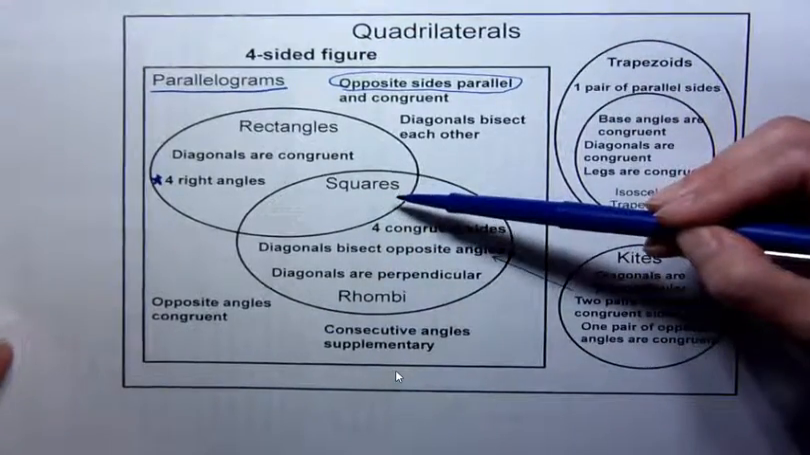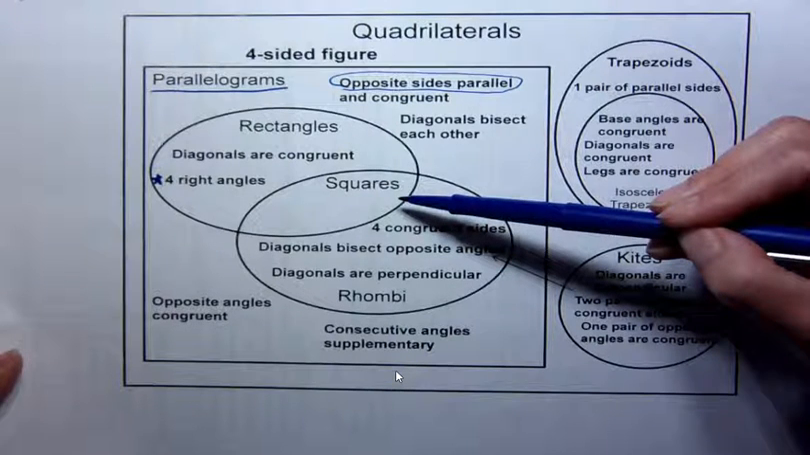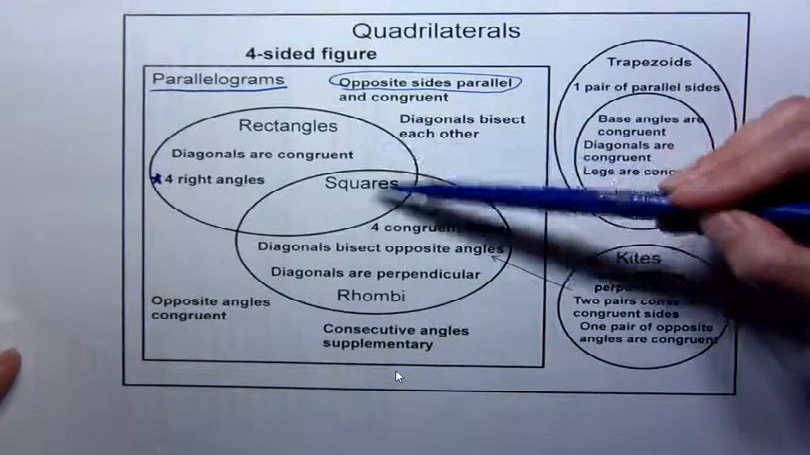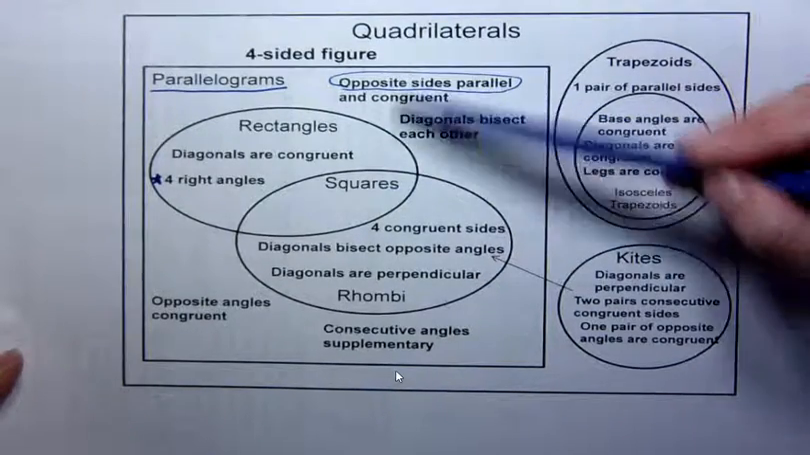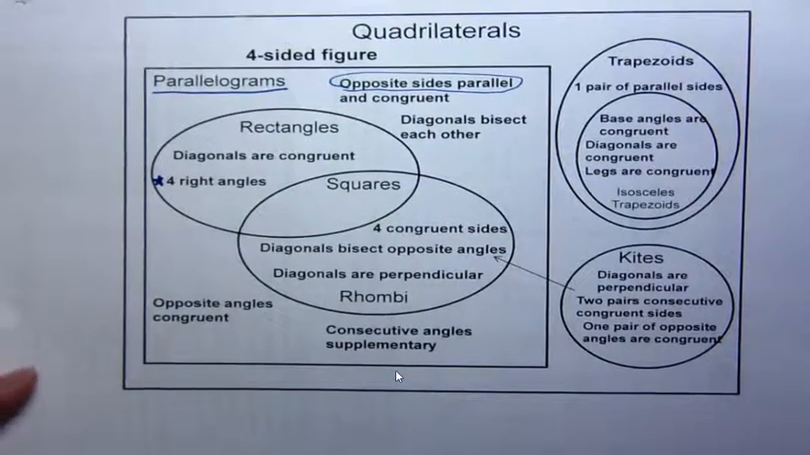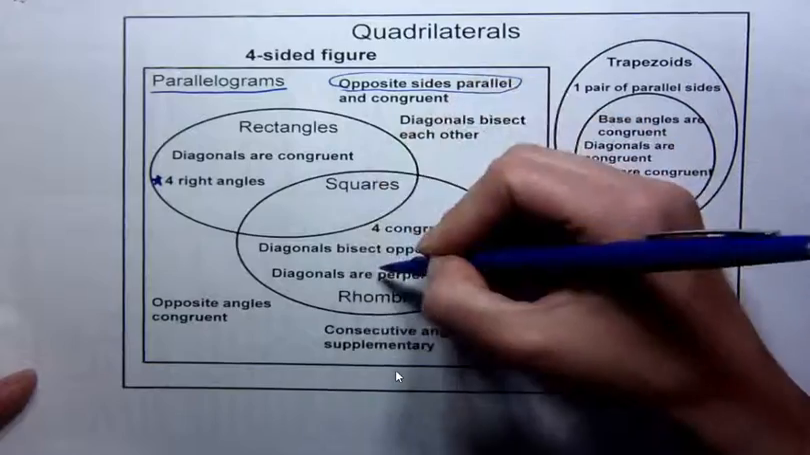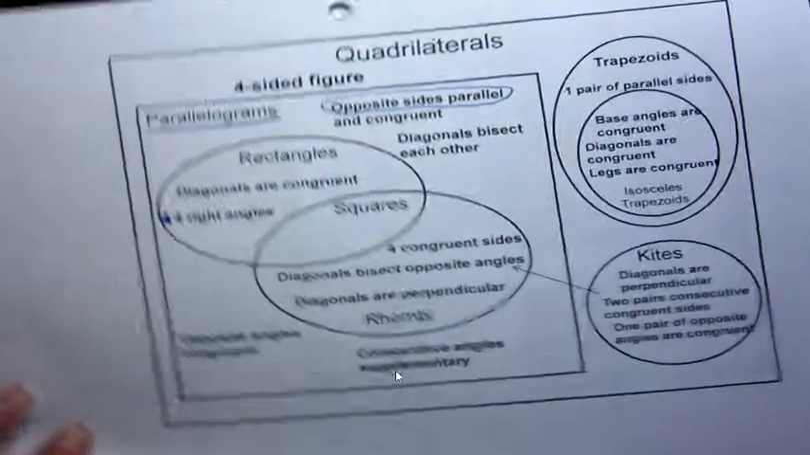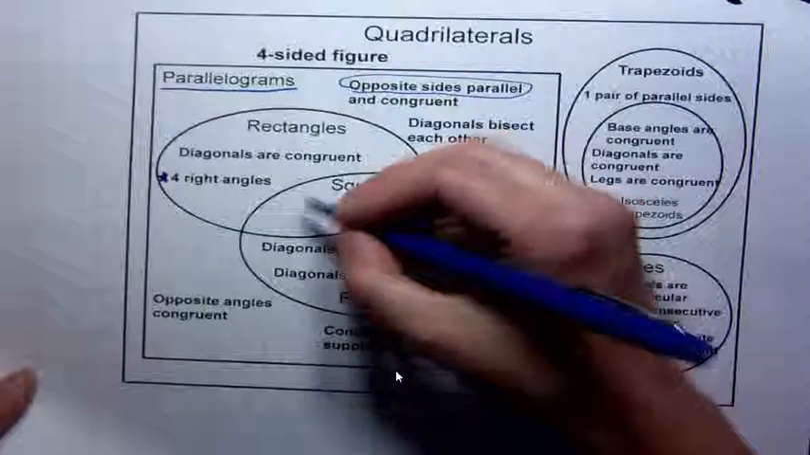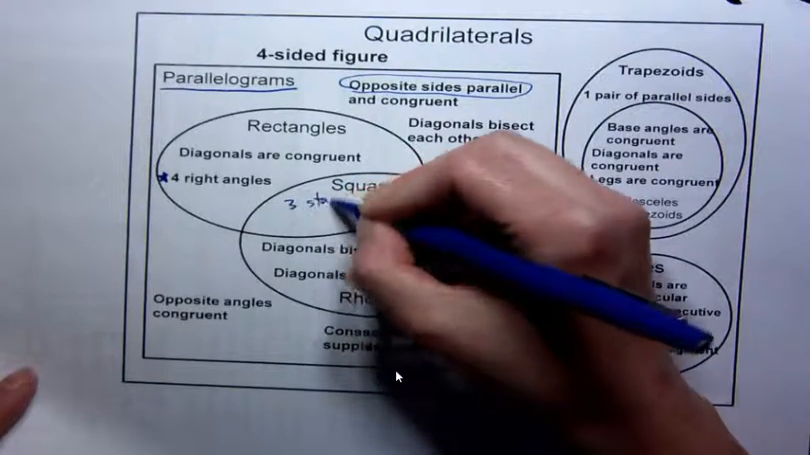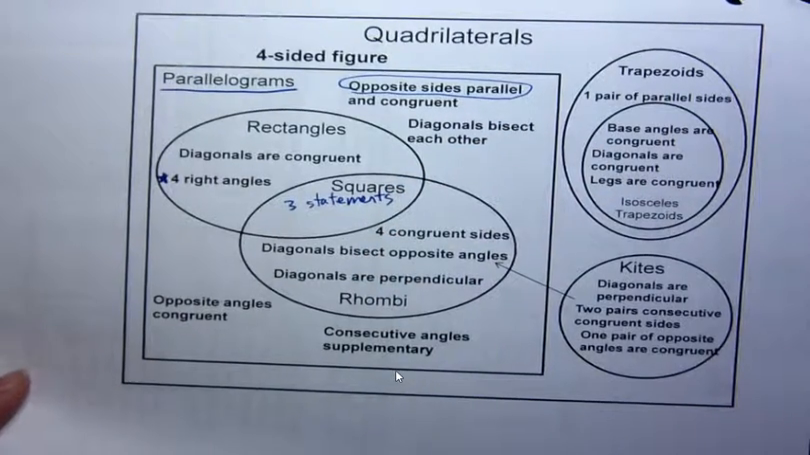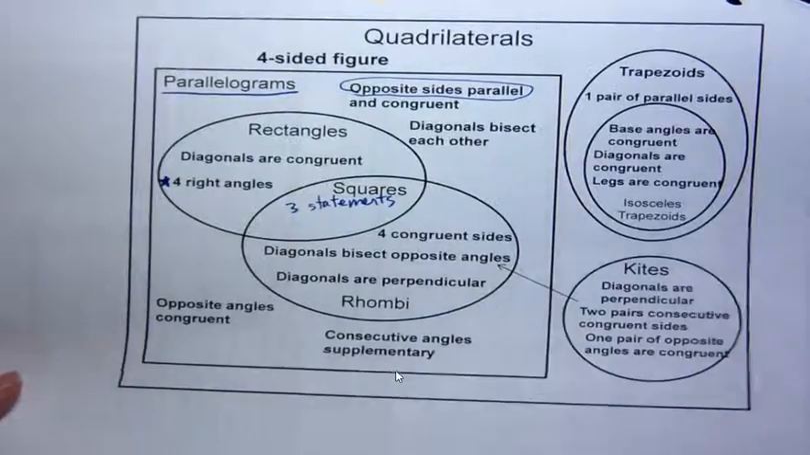How many statements do you think I need for squares? 4. So how many levels in is square? 3. So when we get to squares, we're going to have 3 layers of statements because we have to show where they all overlap. And if you want to write this here, just because this will help you when you get to that open notes test in the end.